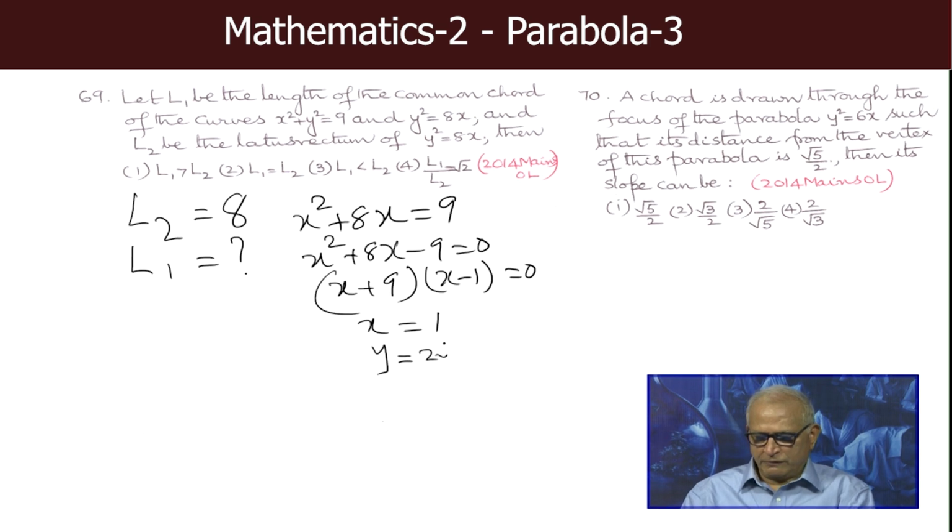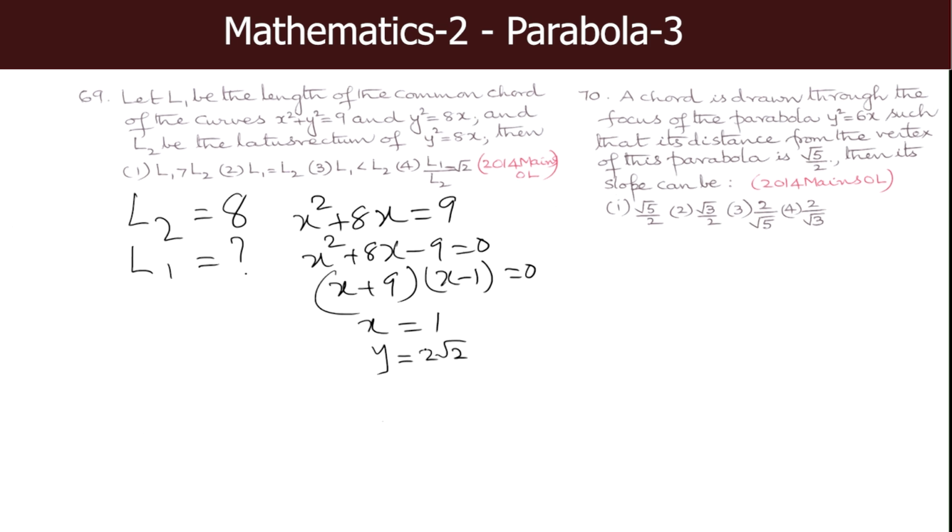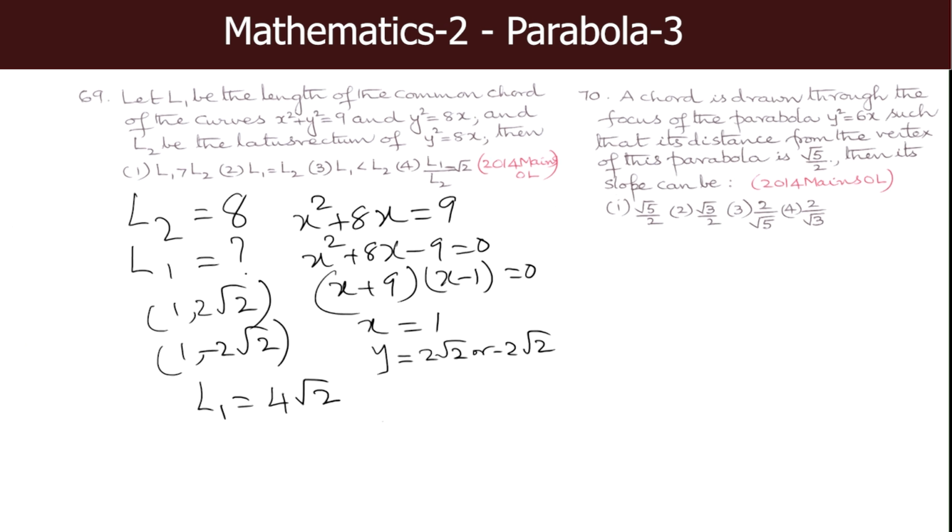Plus or minus 2 root 2. So, the points of intersection are (1, 2 root 2) and (1, minus 2 root 2). These are the points of intersection of the circle and the parabola, and therefore, the length of the common chord is the distance between these two, which is 4 root 2. So, L1 is 4 root 2. L2 is 8. Clearly L1 is less than L2, because 4 root 2 is clearly less than 8. So, L1 less than L2 is option 3, 2014 mains online.